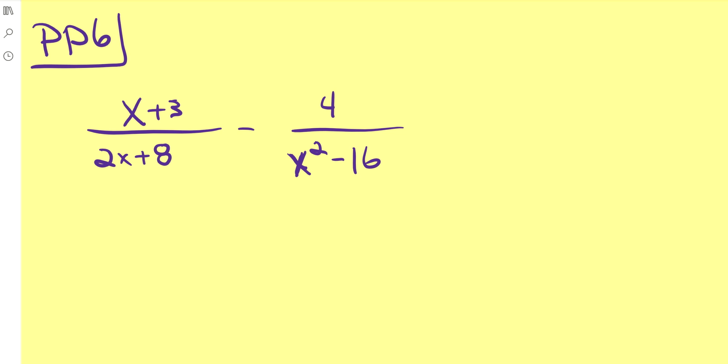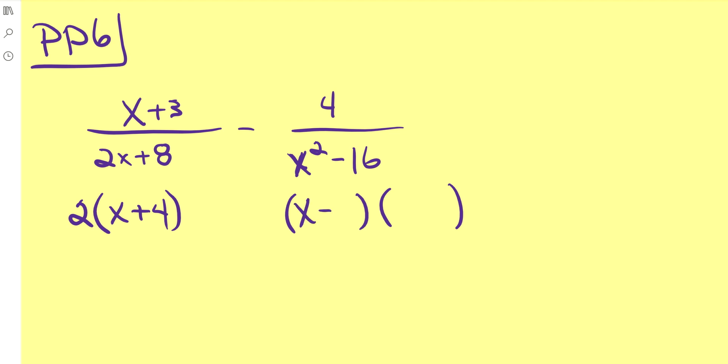All right, practice problem 6, as you can see, is before us. And what I want to do is start this, since the denominators are different, by factoring these two denominators. So that means I'm going to take out a 2, and I'm going to have x plus 4 left over. And on the right side, remember this is subtraction as well, and then I've got x squared minus 16. Well, that's a difference of 2 squares. So that's going to give me x minus 4 and x plus 4.